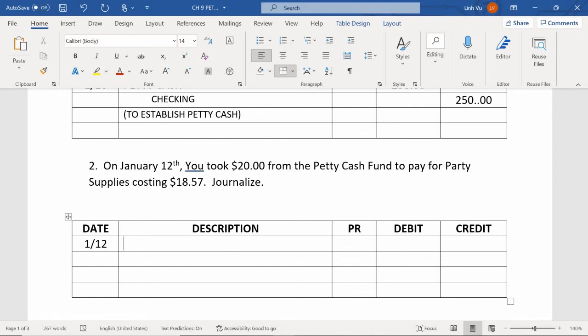Debit side. Well, okay, so what's the credit side? Petty cash. No, you never ever use the petty cash drawer. Checking. What's the purpose of using the checking account to pay for party supplies if you took money from the petty cash drawer?